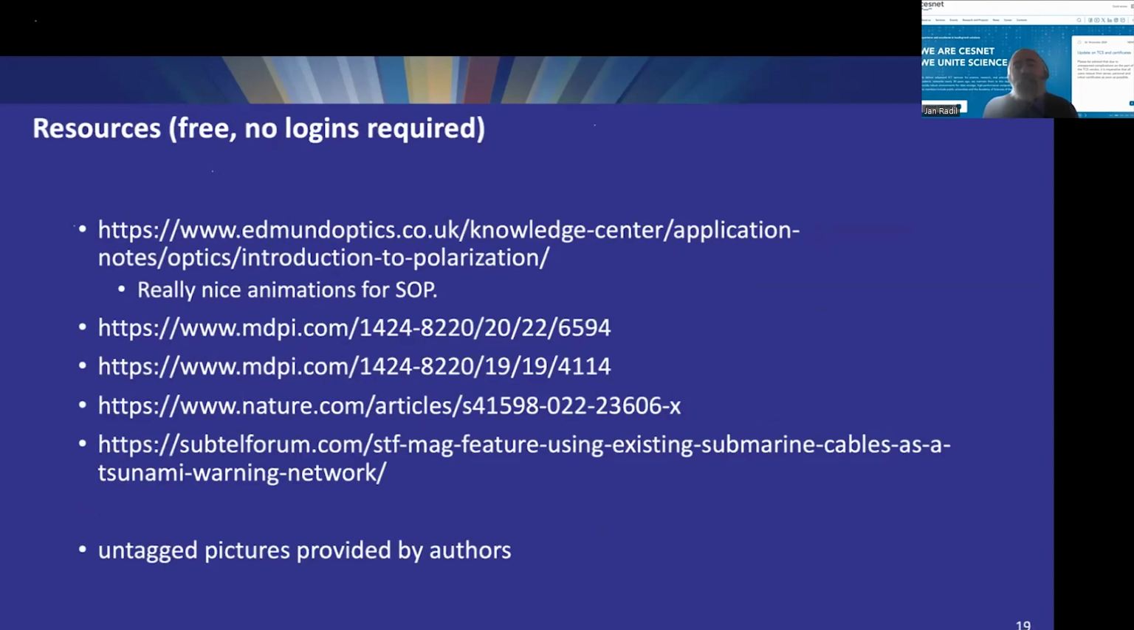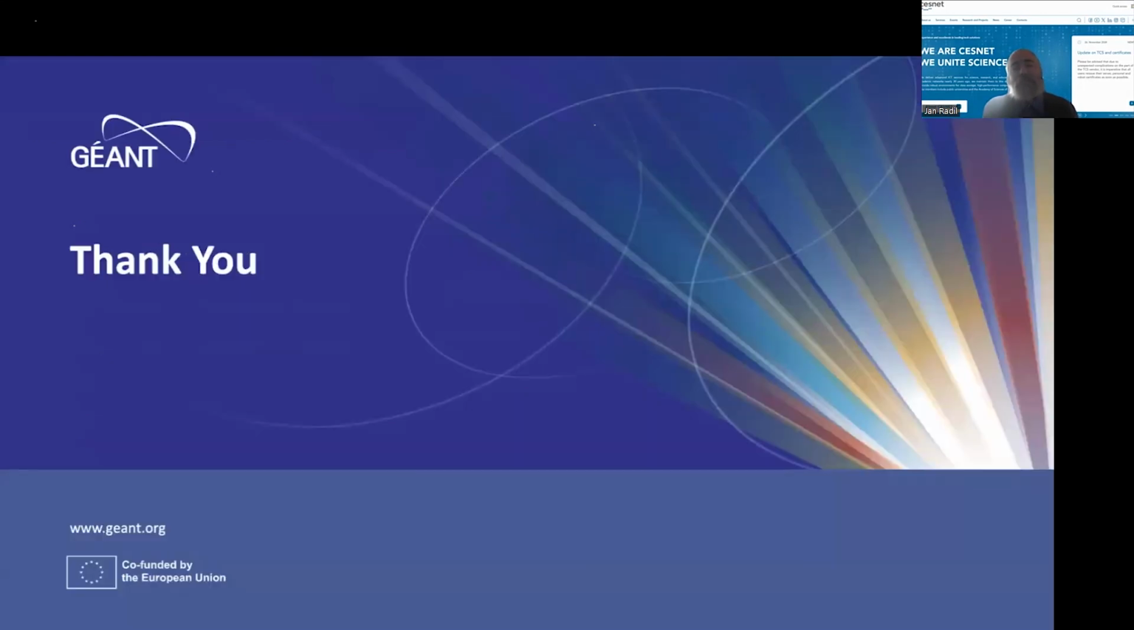Next, please. If anybody is interested, I tried to find free resources, no login required. The first one is a really nice animation for state of polarization. Then these one or two resources, perhaps more technical, but again, quite good. Again, this is Nature, I use this nice picture. And the last one, Subtle Forum, is about using submarine cables for tsunami warning, and it's interesting because this is an article from Infinera, which is used in the GÉANT network. Next, please. Thank you very much.